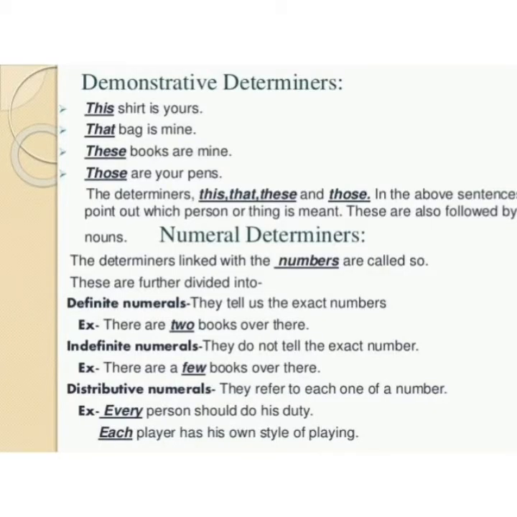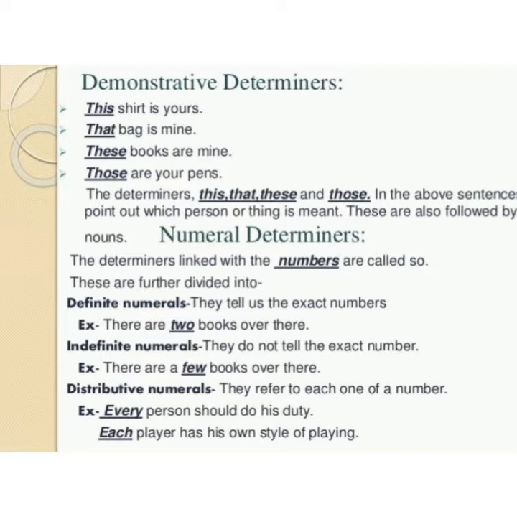Demonstrative determiners. This, that, these and those indicate the distance of the nouns mentioned. They also say whether they are singular or plural, that is countable. This and that are also used to introduce uncountable nouns. For example, this shirt is yours, that bag is mine.